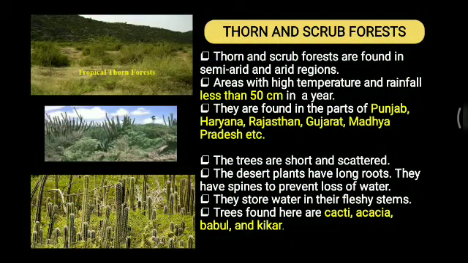Now children, thorn and scrub forests are found in semi-arid and arid regions. So basically these are dry regions, found in areas with high temperature and rainfall of less than 50 centimeter in a year. These forests are found in the dry parts of Punjab, Haryana, Rajasthan, Gujarat, Madhya Pradesh, and also the eastern slopes of the Western Ghats. So in all these areas we can get these kinds of forests.